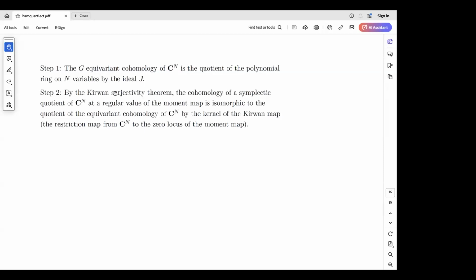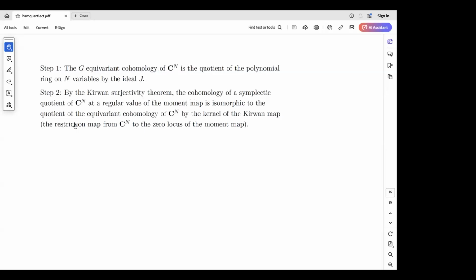Kirwan's surjectivity theorem tells you that the rational cohomology of a symplectic quotient of C to the capital N at a regular value of the moment map is isomorphic to the equivariant cohomology under the action of a group. Here the group is capital G. So this is isomorphic to the quotient of the equivariant cohomology, which from step 1 is already the quotient of the polynomial ring on n variables by the ideal capital J. Then you have to quotient that by the kernel of the Kirwan map.